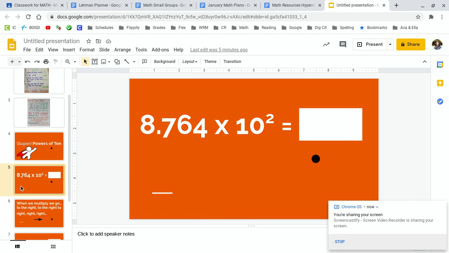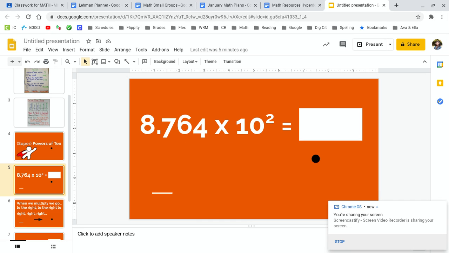When you see a power of 10 problem, it'll look something like this. You may see two different factors, but one of those factors is a power of 10. So here we see 10 to the power of 2, which we know means 10 times 10, or 100, because 10 times 10 equals 100. So we see one of those factors is a power of 10, and that should help us.